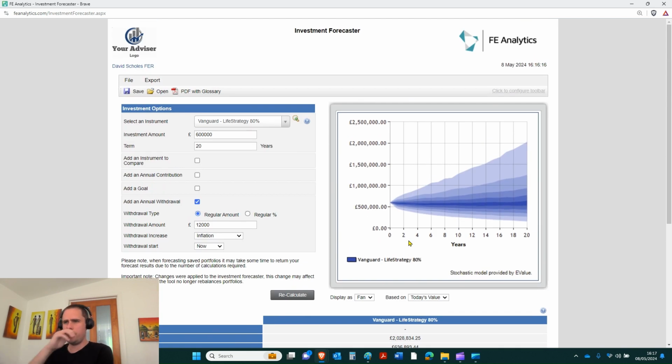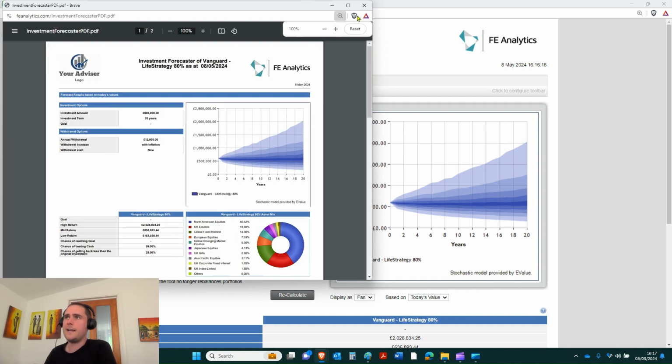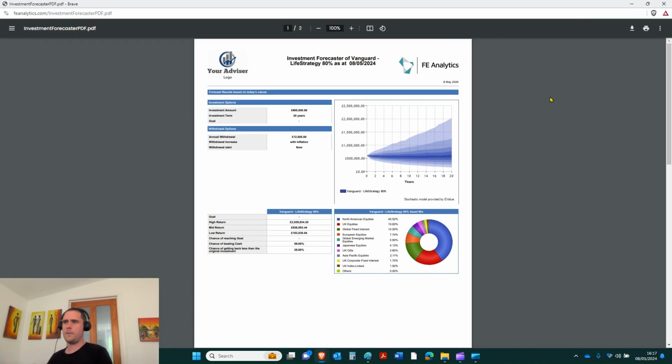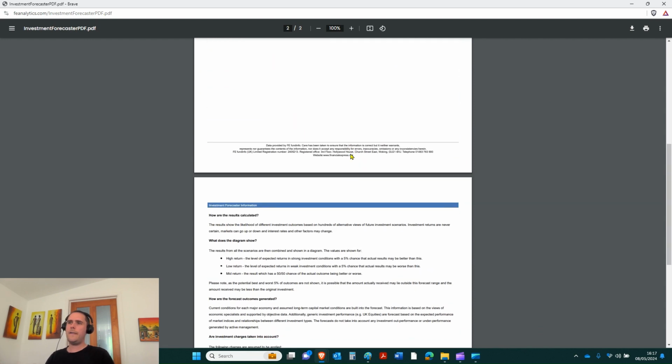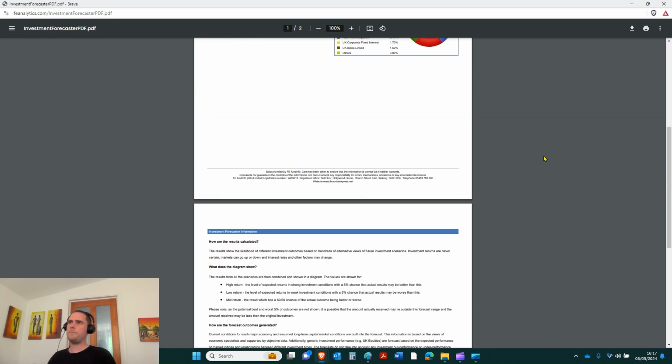So there's lots of different uses for our investment forecaster feature. As I said, you can compare anything against anything with an asset allocation. Now, most things in analytics will have an asset allocation, so it shouldn't really be much of a restriction. And the final PDF will look a bit like this: your logo in the top left-hand corner, the inputs you've added, the results, and then some of the logic that we're using behind the scenes. What are some of the assumptions we're using behind the scenes to generate those results?